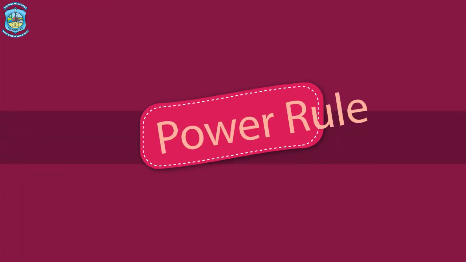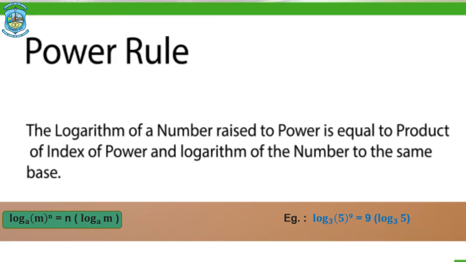The next rule is called the power rule or power law. It says that the logarithm of a number raised to a power is equal to the product of the index of the power and the logarithm of the number to the same base. The general structure is log of m whole raised to power n to the base a is equal to n times log of m to the base a. Here this power comes out and is multiplied with the log.